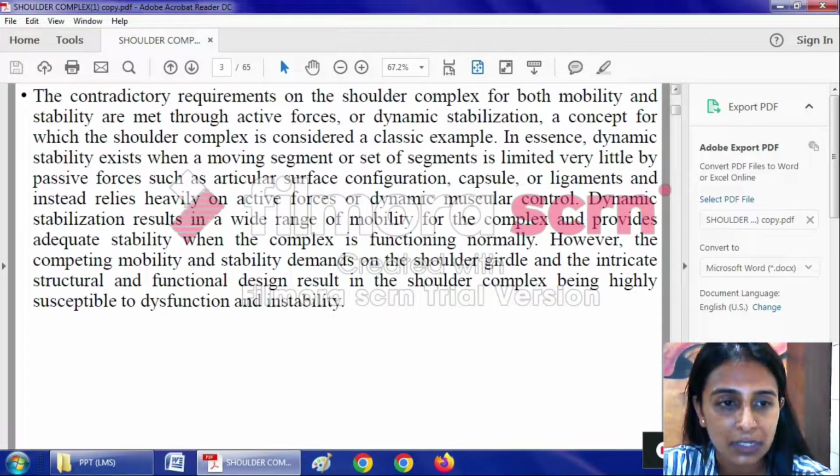Dynamic stabilization results in a wide range of mobility for the complex and provides adequate stability when the complex is functioning normally. However, the competing mobility and stability demands on the shoulder girdle and its intricate structural and functional design result in the shoulder complex being highly susceptible to dysfunction and instability.